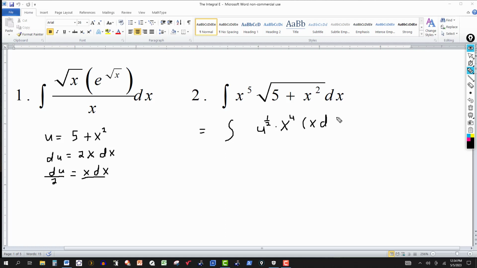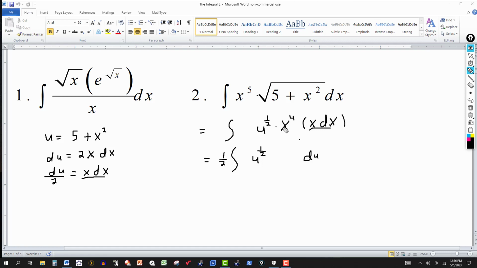So then we continue here. We got u to the 1/2. Let me just do this. So I have u to the 1/2 x dx. I have a substitution for that. That's going to be this du over 2. So let me put this in place of x dx. That'll be du over 2. I'll put the 1/2 out in front.